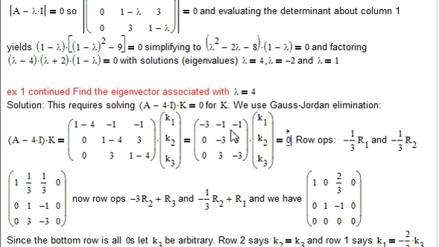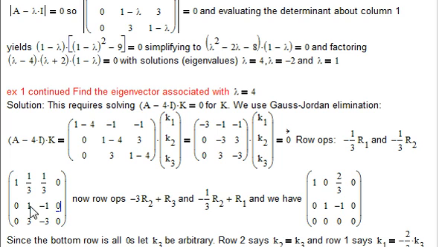So do negative a third times row 1, that makes that a 1, this a 1/3, this a 1/3, so 1, 1/3, 1/3, and 0 stays the same. And then we're going to do negative 1/3 times row 2, so 0, 1, negative 1, 0. And now we're going to do some row operations.